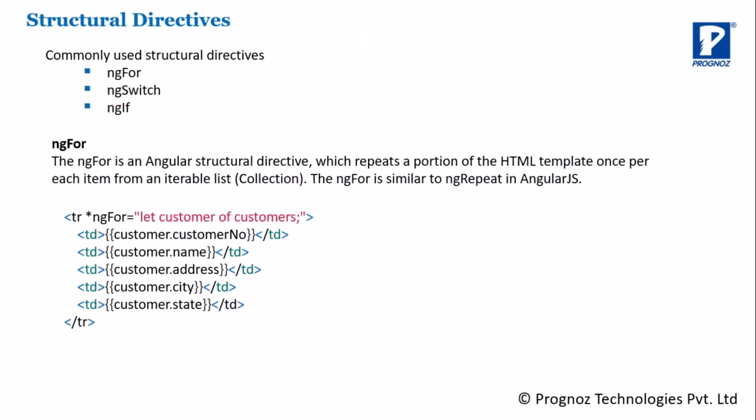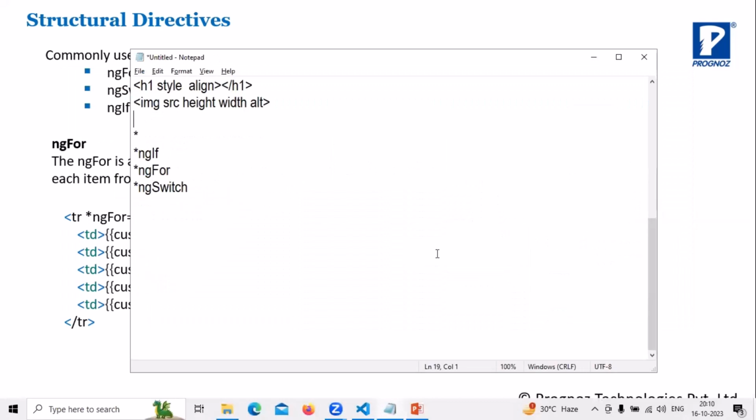So under structural directive, we have three types: ng for, ng switch, and ng if. First of all, we are going to discuss the ng for directive. ng for, जैसे तुम लोग जावास्क्रिप्ट में लिखते हो for loop, or any other programming language uses a for loop. Like for initialization, then we write the condition, increment or decrement, curly bracket open, curly bracket close. So it is going to iterate the element till the condition is true. जब तक condition true है तब तक iteration होता रहेगा.